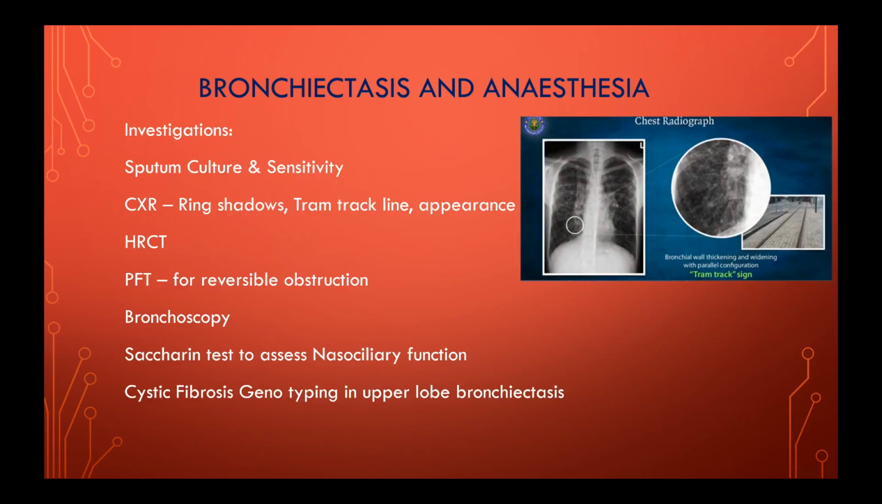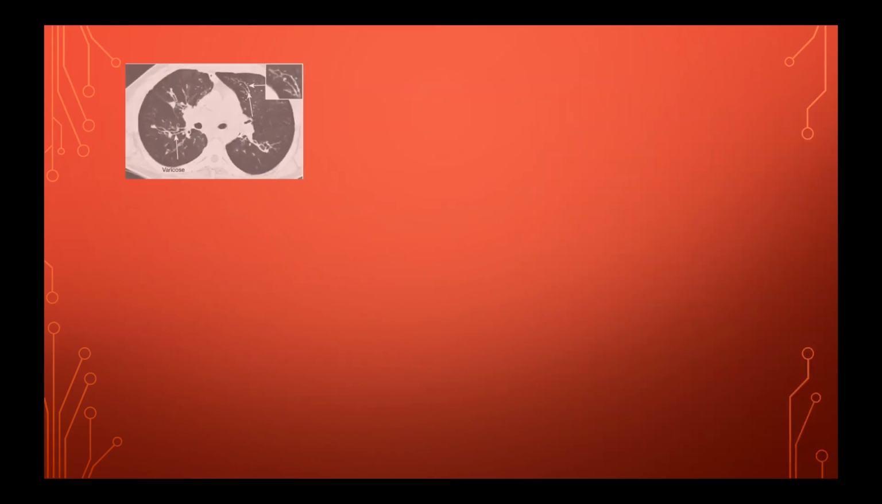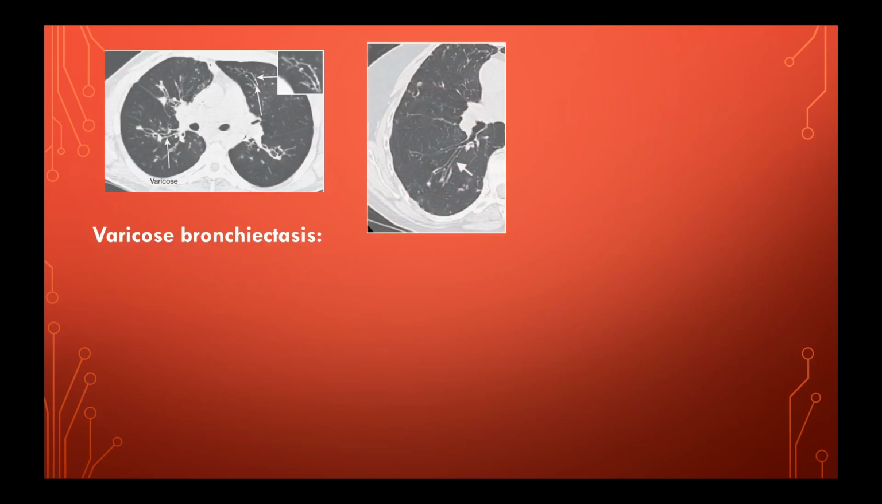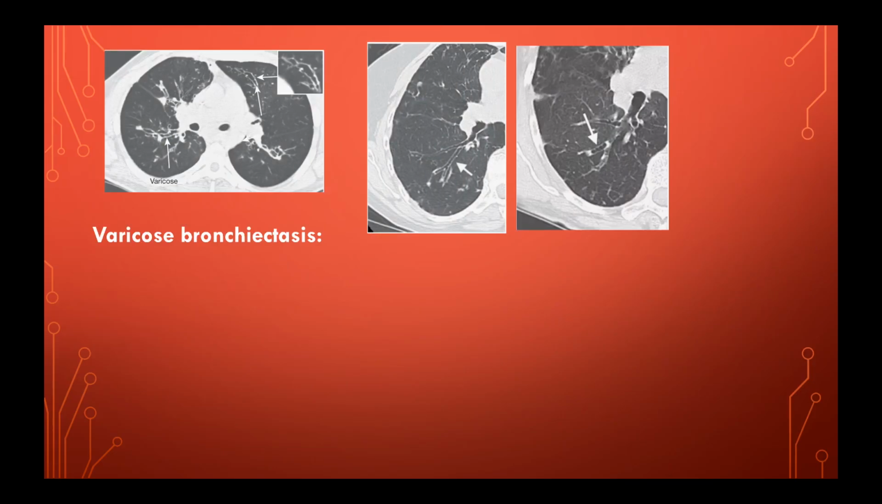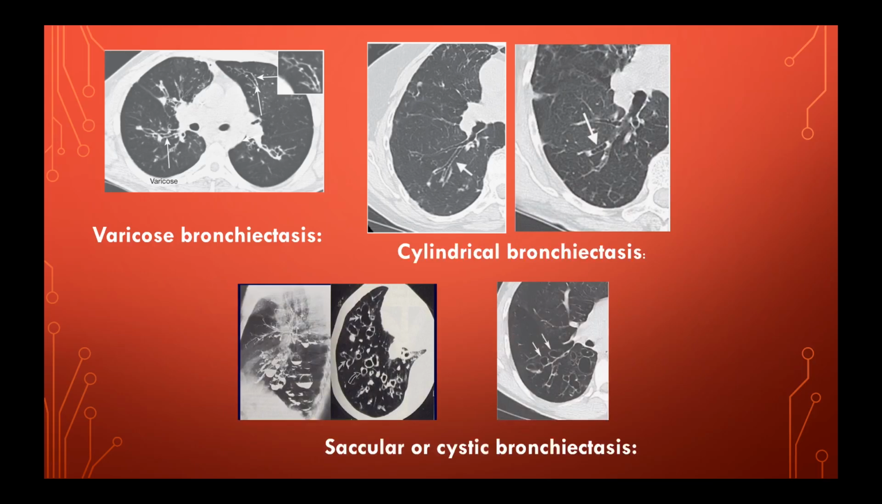So you may find these are the signs in the X-ray that you may see, or the honeycomb sign, the fusiform or saccular aneurysm and the bronchiectasis. You will see this sort of thing. And this is a CT scan which shows a varicose-like bronchiectasis and cylindrical bronchiectasis type marked by the arrow there, and it can have saccular or cystic bronchiectasis.